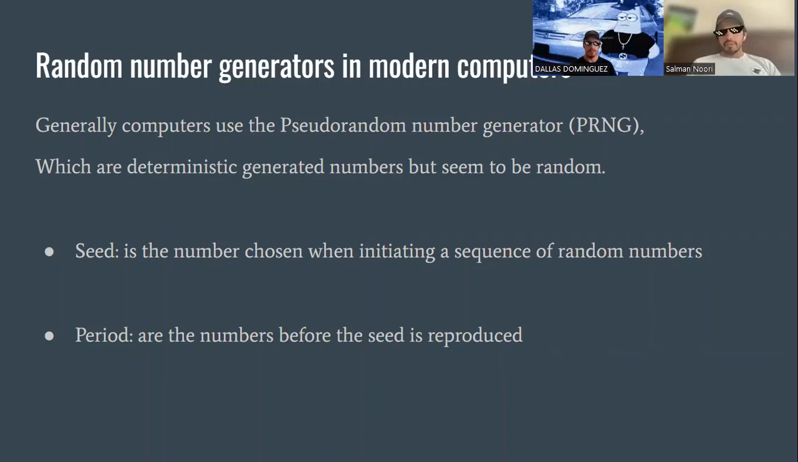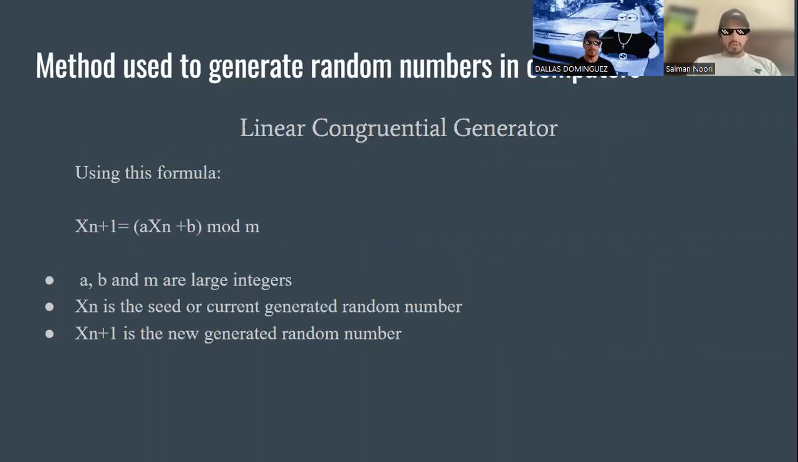There is the term period, which is the sequence of numbers that come before the seed is reproduced. In the next slide, we're going to talk about the method used to generate these sequences. One of the most used ones is the linear congruential generator, the LCG, which uses this formula that we can see on the slide: X(n+1) = (a times Xn + b) mod m, where a, b, and m are large integers.